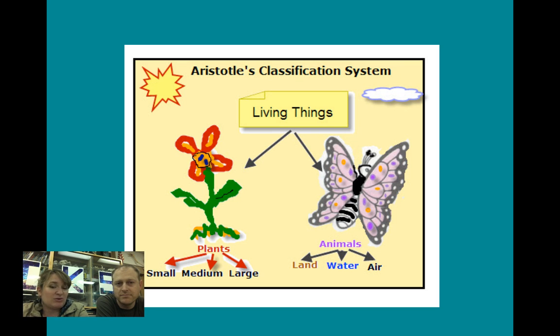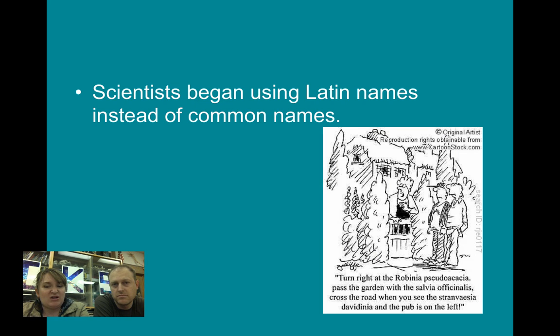There's plenty of animals or plants that don't fit. How do I decide if this is a medium plant? Or it grows all the time. So that didn't work great, but it was a good start. Then we started coming up with a system of common names and a common place, and we call that taxonomy or binomial nomenclature.